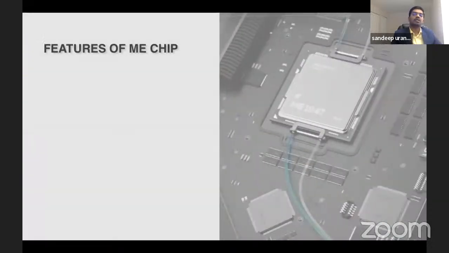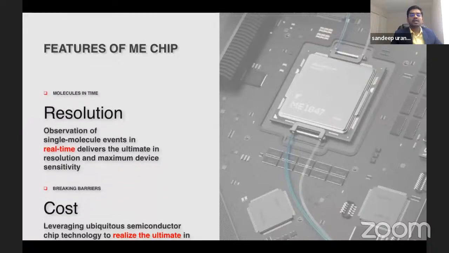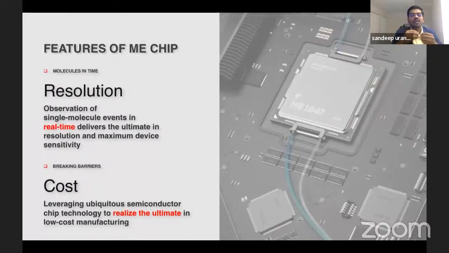Coming to the features of this molecular electronic chip, I feel they have very broad applications for the future. If you look at the combination of these features, it is very unique. For example, it has very good resolution. A single molecule can even be seen in real time, and this ultimately gives very good resolution and maximizes the device sensitivity. And coming to the cost of development of these sensors, it's very economical and low cost, because semiconductor chips are now available in the market at a very low price. So we can synthesize these chips at very low cost as well.